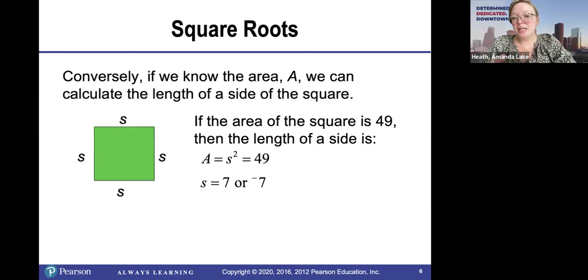If we know the area, then we can calculate the length of the side by taking the square root. So if we know the area of a square is 49, then the length of a side would be the square root of 49, which would be 7, or -7, because -7 times -7 is still 49. However, if we're talking about area and length, -7 doesn't make sense in that context because we can't have a side length that's a negative value.